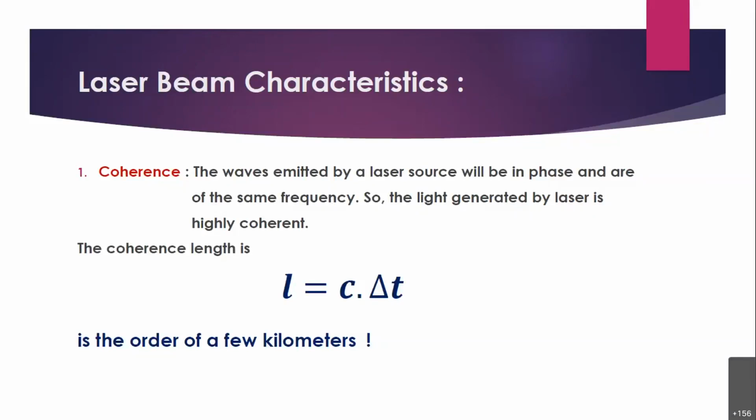So, characteristics of laser light. One is coherence. Okay, coherence I told you, you people know that also. Same frequency, same phase almost, a constant phase difference. So that we call a coherent wave. And this is the formula for coherence length: L is the length, C is the speed of light, delta T is the time difference. And you see the coherence length is in the order of a few kilometers. So that much high coherency you will get in the laser beam.